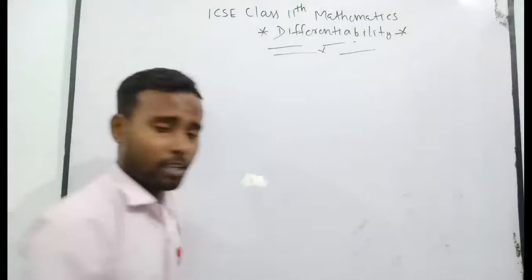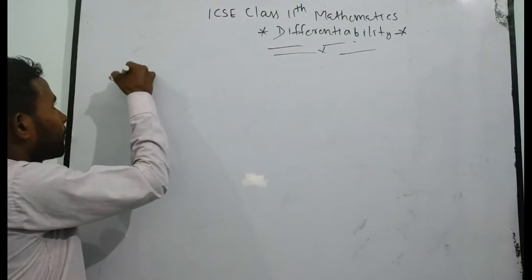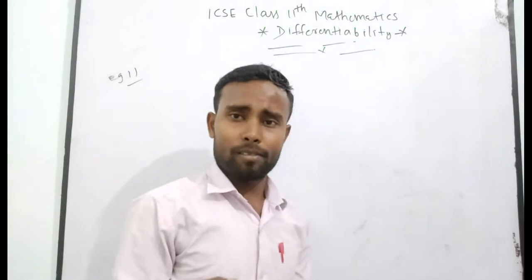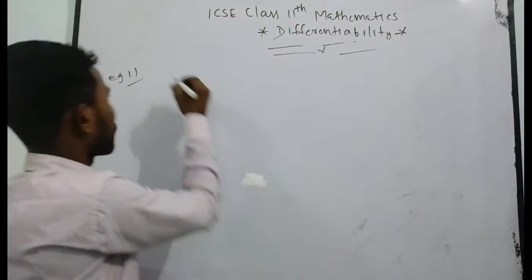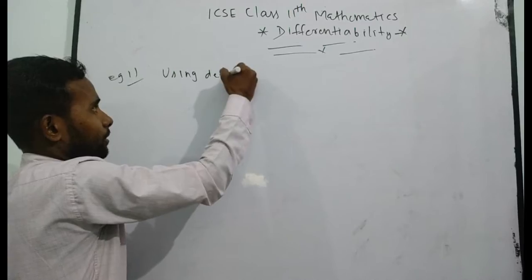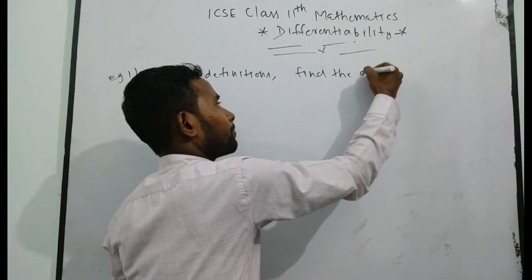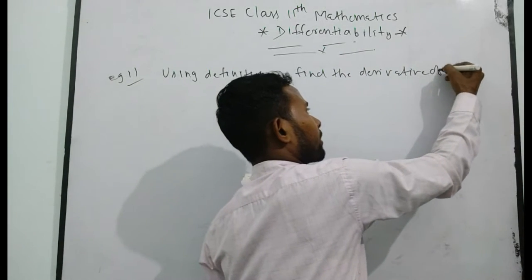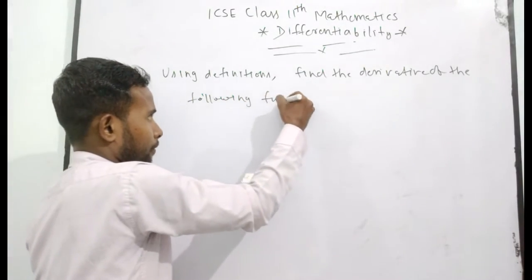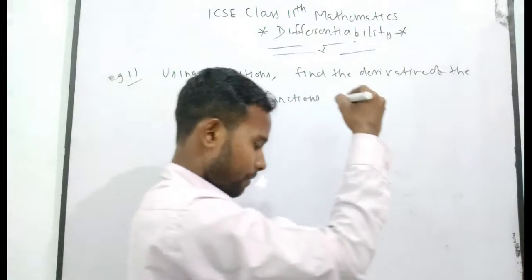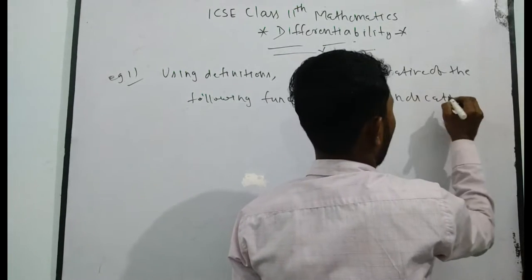Example 1, in which they tell you: using the definition, find the derivative of the following functions at the indicated point. Indicated means the mentioned point.